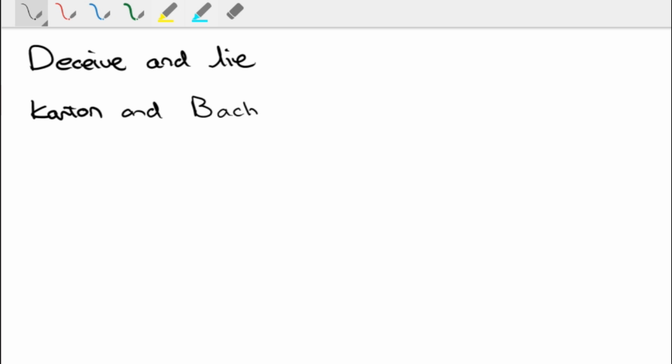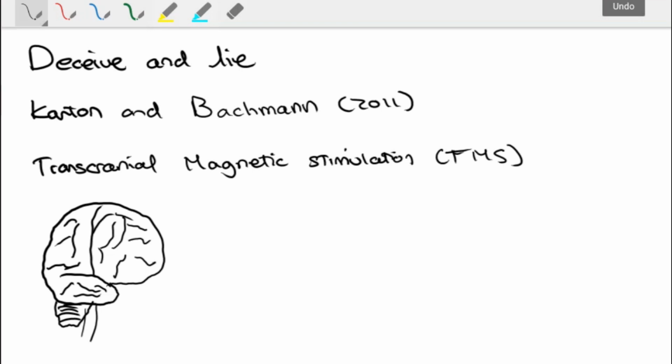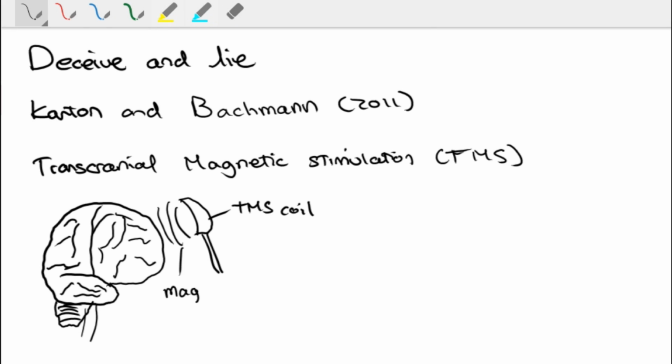Interestingly, damage to certain areas of the dorsolateral prefrontal cortex affects our ability to deceive and lie. A study done by Carton and Backman used TMS, or transcranial magnetic stimulation, which is essentially a device that can temporarily shut down regions of the brain, which doesn't damage it as it's completely safe, in order to find out whether a decrease and increase in certain functions can be found.